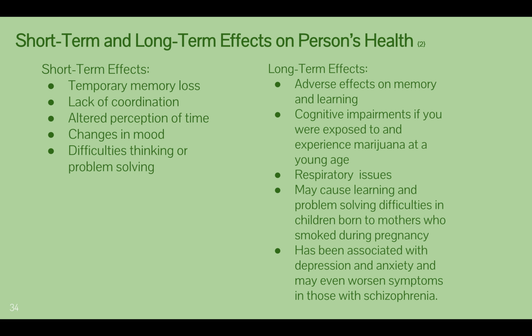Short-term and long-term effects on a person's health. Short-term effects include temporary memory loss, lack of coordination, altered perception of time, changes in mood, and difficulties thinking or problem solving. The long-term effects include adverse effects on memory and learning, cognitive impairments if you were exposed to and experienced marijuana at a young age, respiratory issues, and it may cause learning and problem-solving difficulties in children born to mothers who smoke during pregnancy. It has been associated with depression and anxiety and may even worsen symptoms in those with schizophrenia.